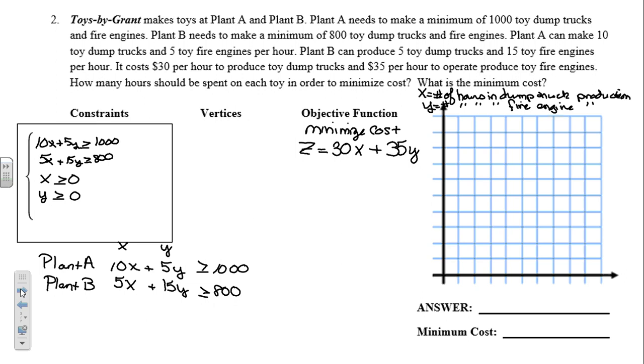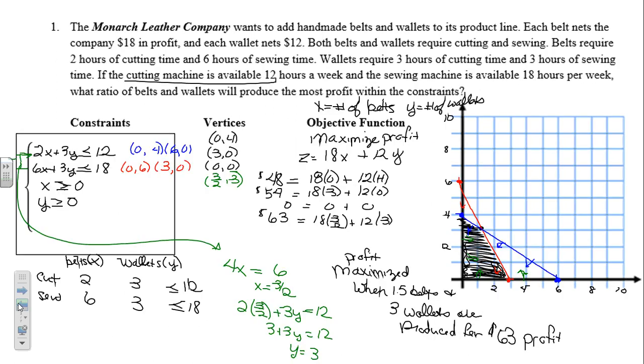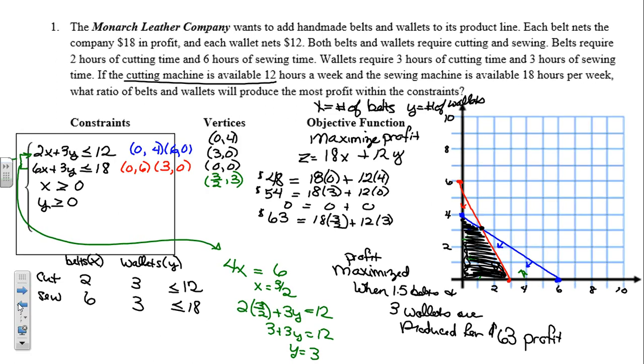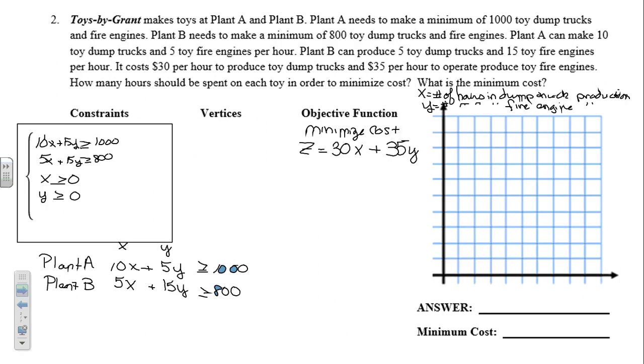Once we find our vertices, next step, graph these, right? Figure out where your vertices are, and then plug those vertices into your objective function to figure out which one minimizes the cost. Make sense? Last time we were looking for maximum profit, so we were looking for the biggest number. This time we're looking to minimize the cost, so we want the smallest z value.